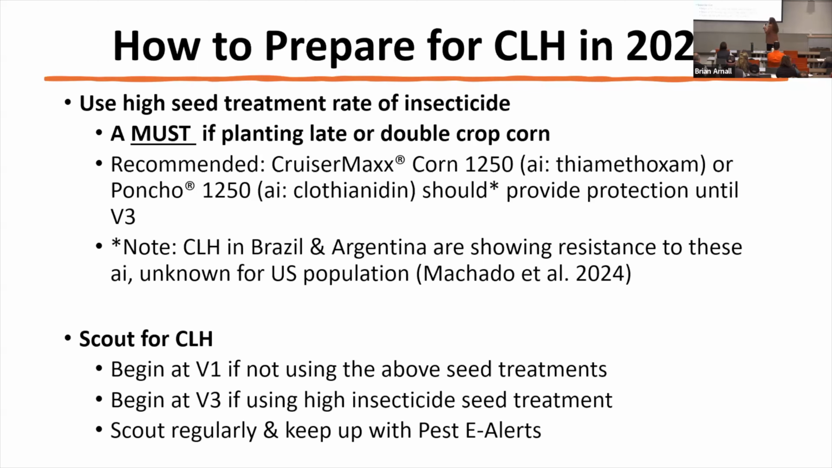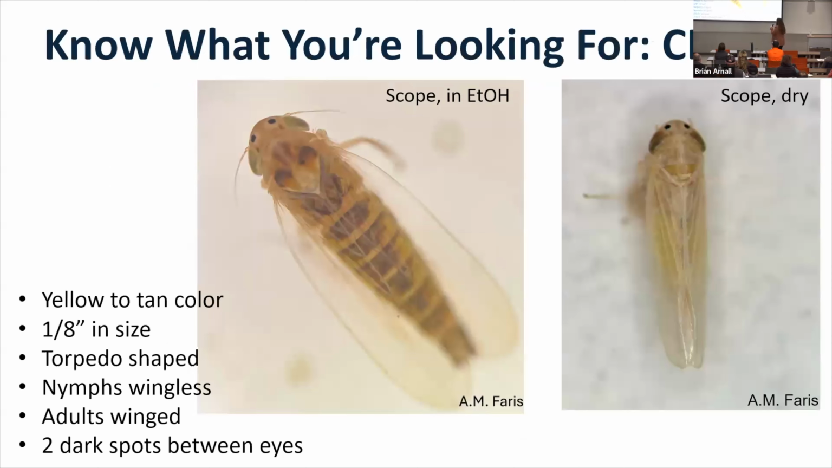All right, so scouting for corn leaf hopper is going to be very, very important. Basically, if you're not using one of the 2 seed treatments above, you need to be scouting at V1. And if you are using one of those high insecticide seed treatments, you need to begin at V3. You need to scout regularly and keep up with our pest e-alerts. I'll have a link here in a little bit that shows you how to sign up for those. That's how we're hoping to communicate mass wide to be able to share what's coming up and coming down the pipe. And also know what you're looking for, okay?